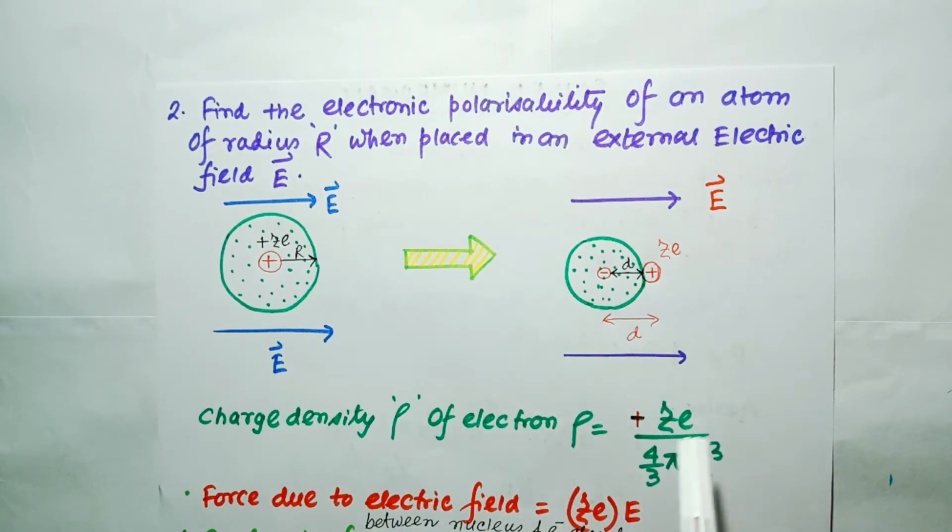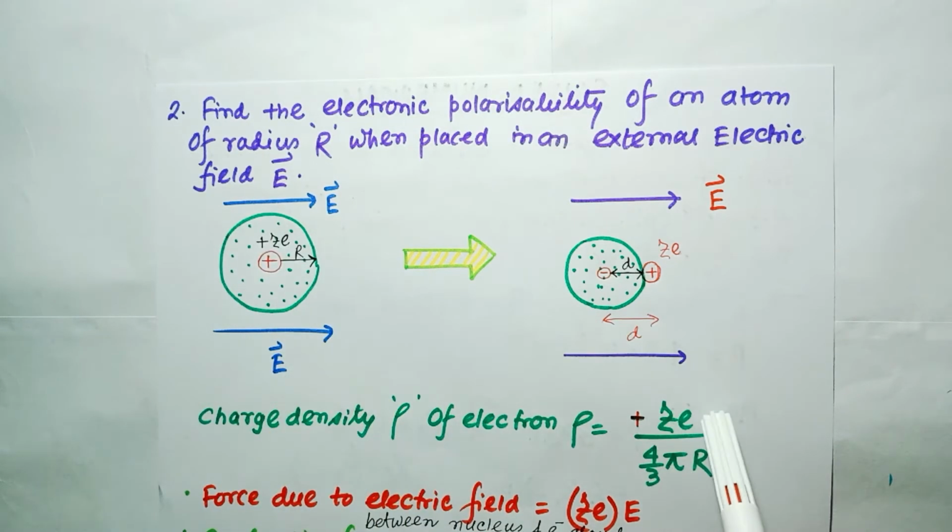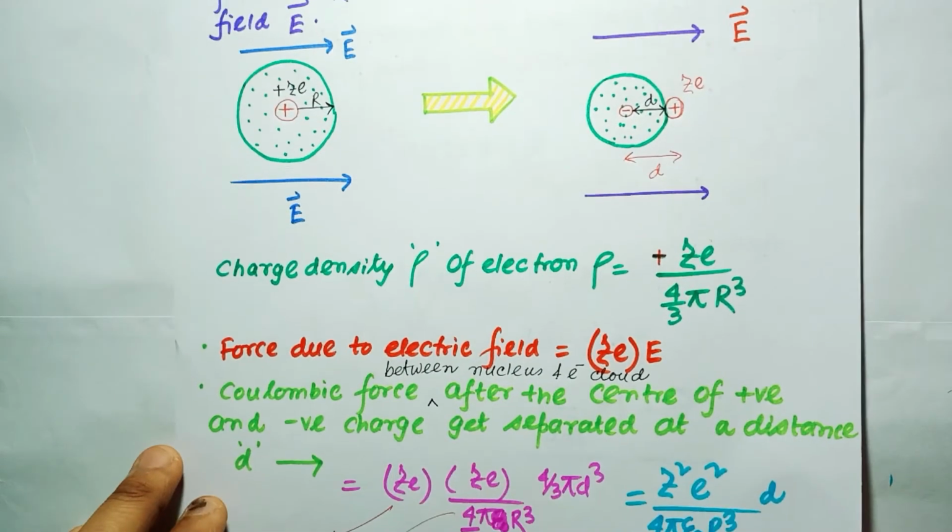Ze, the total charge contained in the sphere of radius R, divided by 4 by 3 pi R cube. This is the charge density.